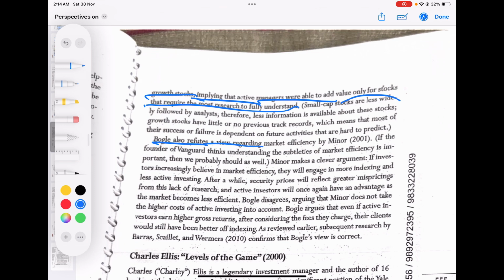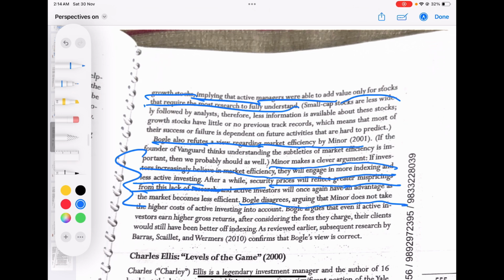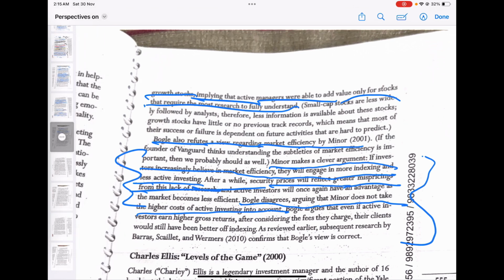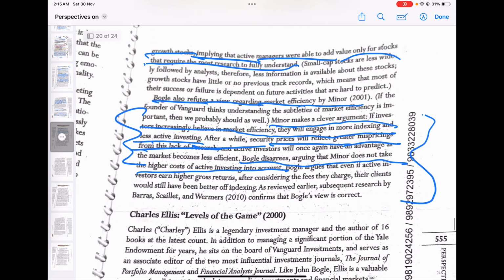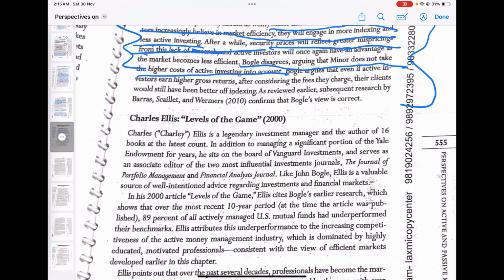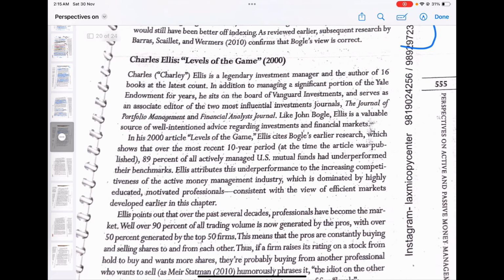Bogle also refutes a view regarding market efficiency. Miner makes a clever argument: if investors increasingly believe in market efficiency, then they will engage in more indexing and less investing. After a while, security prices will no longer reflect information because of the lag. Bogle disagrees, arguing Miner does not take into account the high costs of active investing. So, okay, that's what Bogle also said. Bogle was interested in passive investing as compared to active investing, and he also had his own firm, which was in index funds. Okay, so Bogle was done.